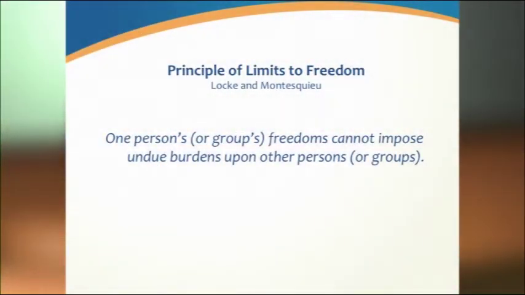And then there's this final one, the principle of limits to freedom. This one originated in John Locke and Baron de Montesquieu. And this principle says, one person's or group's freedoms cannot impose undue burdens on other persons or groups. So you cannot claim a new freedom for yourself or for a certain group of people if it's going to simultaneously impose an undue burden on another group of people. And notice the word undue, unjust burden on another group of people.